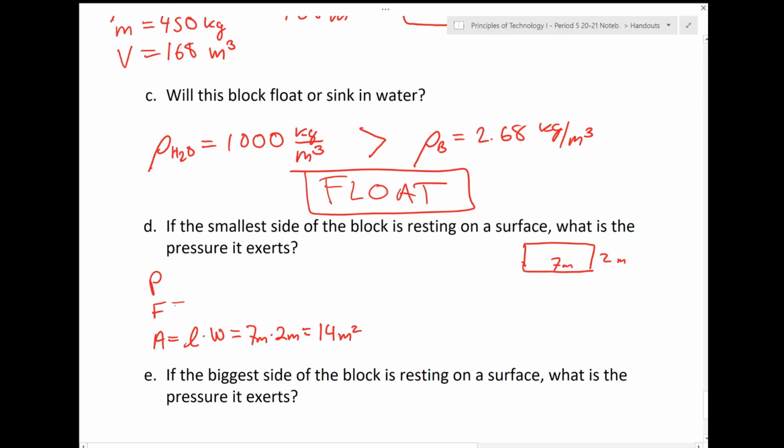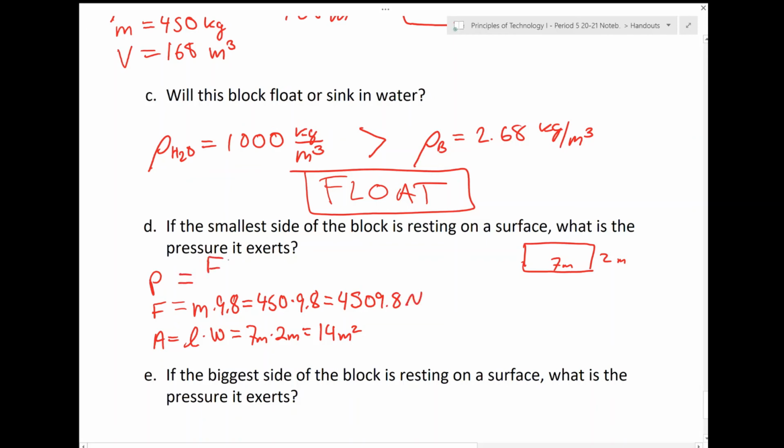The force is the weight of the block. So the mass times 9.8. The mass is already in kilograms, so 450 kilograms times 9.8 gives us a total force of 4,509.8 newtons.